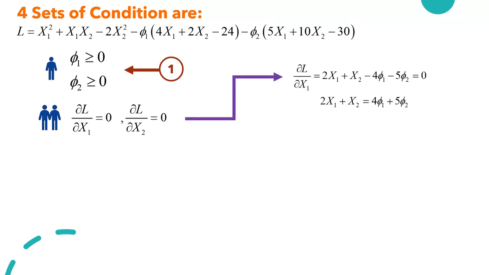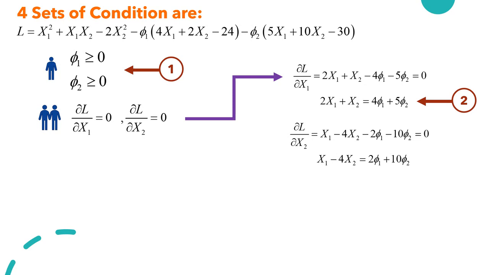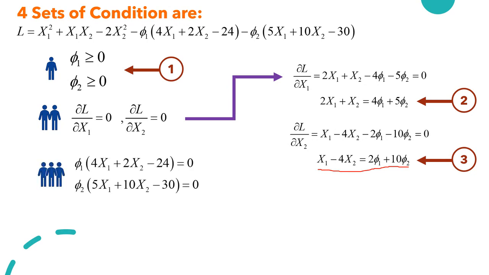So the first variable will be, so 2x1 plus x2 is equal to 4 phi1 plus 5 phi2. So let me consider this as equation 2. So partially differentiating with respect to x2, we will get x1 minus 4x2 is equal to 2 phi1 plus 10 phi2. So let me consider this as equation 3. So the third condition is phi1 of 4x1 plus 2x2 minus 24 is equal to 0, and phi2 of this is also equal to 0.